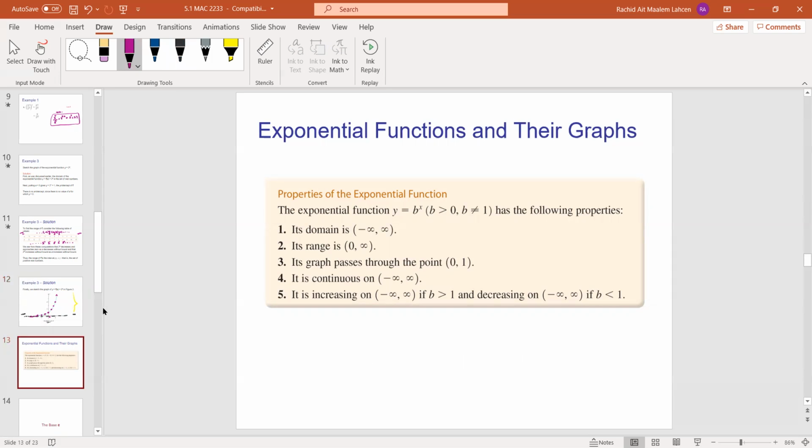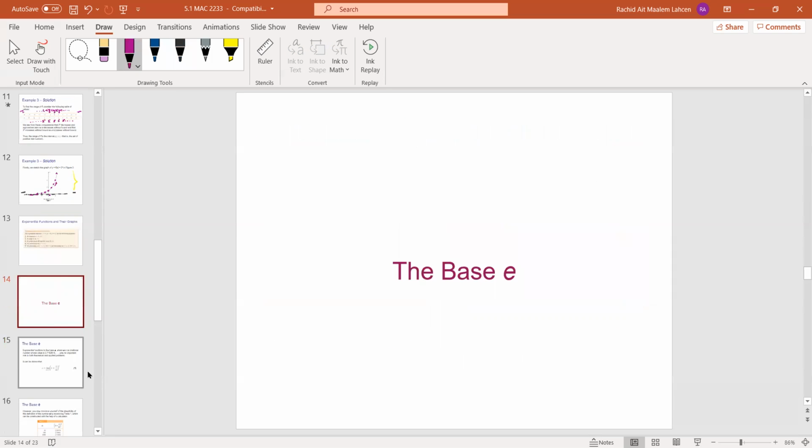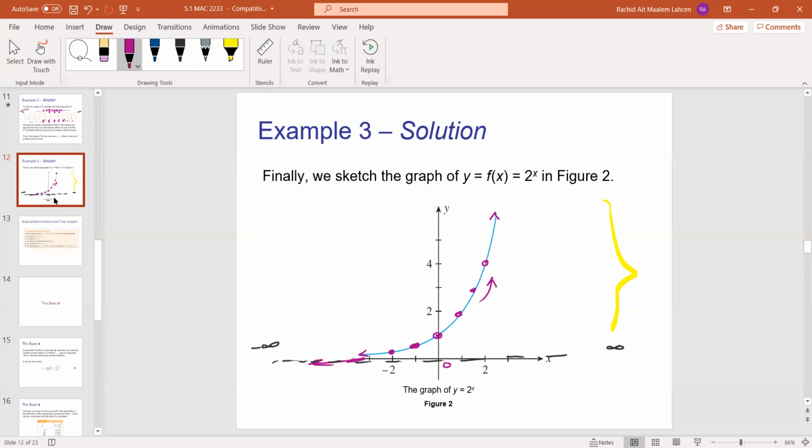The graph passes through the point 0, 1. It is a continuous function over its domain. It is an increasing function, and this is a growth, so it is an increasing function. One thing, it's important to know this, and if some transformation happens to this graph, then you're going to adjust based on that.